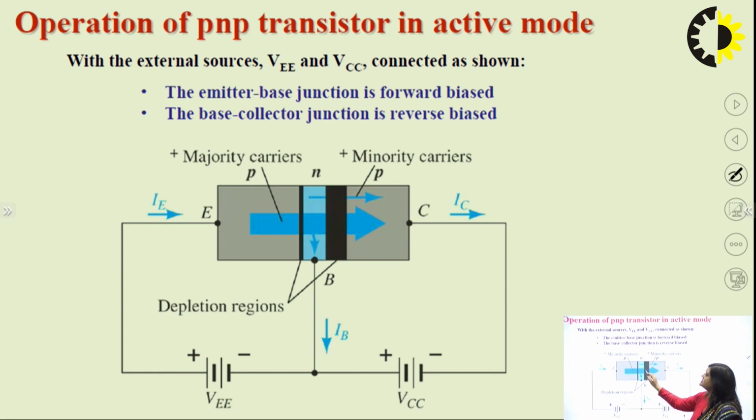Here we can see this emitter base junction. This is emitter, this is base and this is collector. The emitter base junction is forward bias, so the depletion layer width is very small here. And this base collector junction is reverse bias, so this depletion layer width is very high. In forward bias, resistance is low. Here resistance will be low and here resistance will be high.